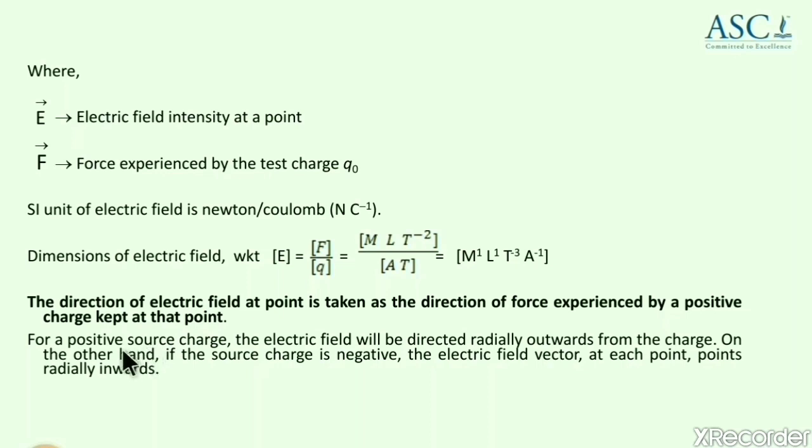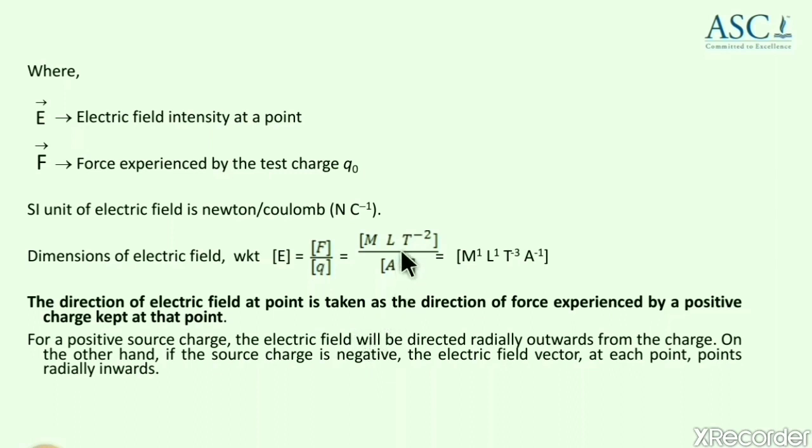And here is a note about positive point charge and negative point charge. For a positive source charge, the electric field will be directed radially outwards from the charge. On the other hand, if you take a source charge to be negative, the electric field vector at each point points radially inwards. You will understand this in the next slides when I teach you about electric field lines.